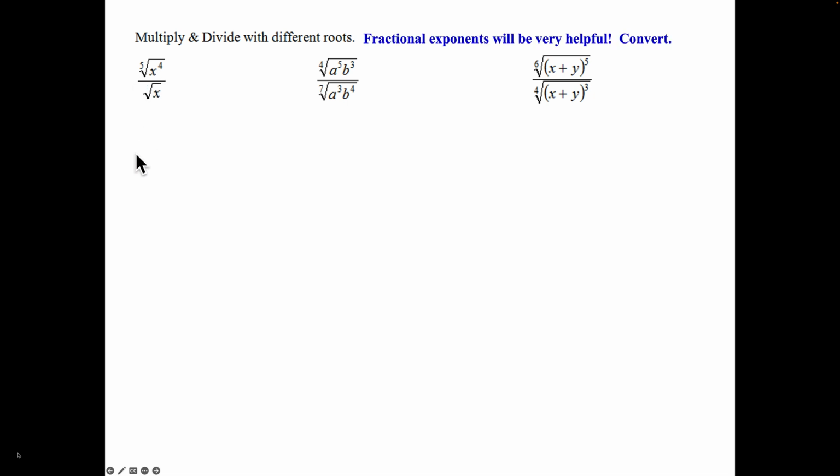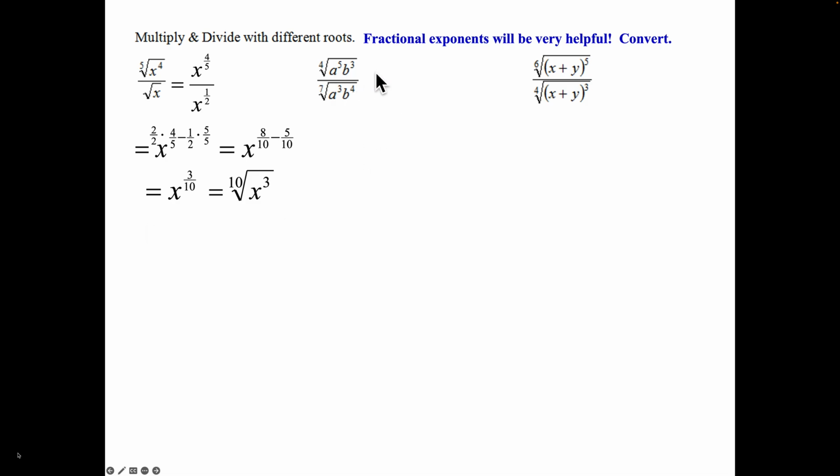Okay, same thing, got to make fractions. X to the 4/5, x to the 1/2, divide like bases, subtract exponents. Okay, they're fractions. We need common denominators. We're going to have a common denominator of 10 here. So 2 over 2 here, and 5 over 5 here. 8 minus 5 on the top, 10 on the bottom. We're going to get x to the 3/10, or the 10th root of x cubed.